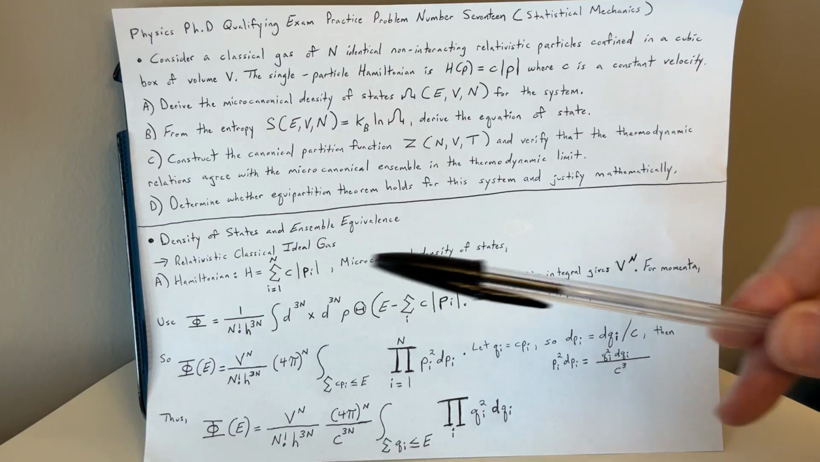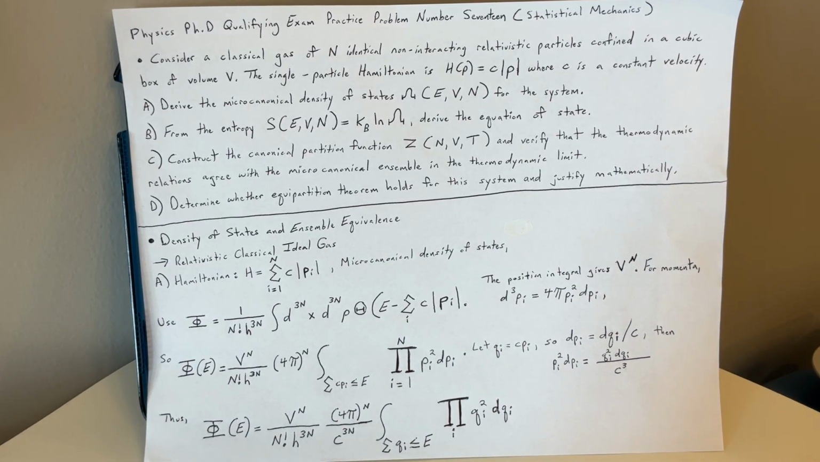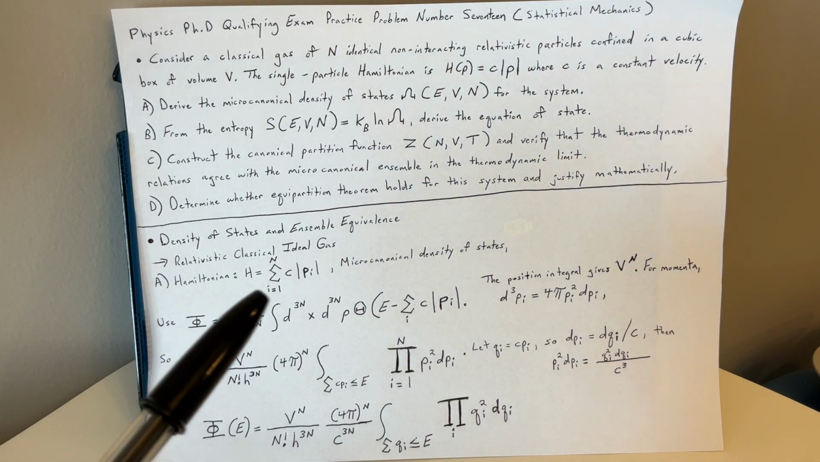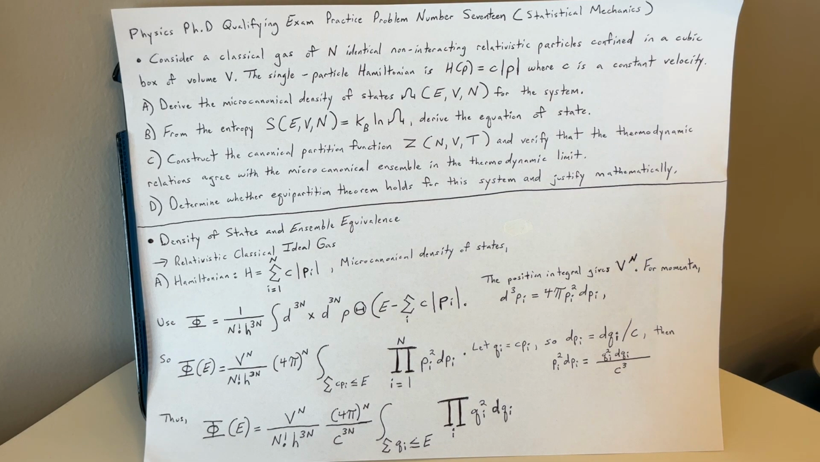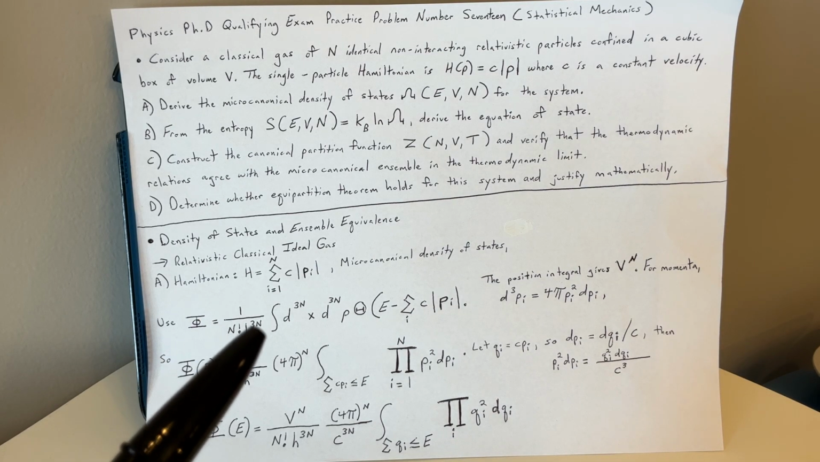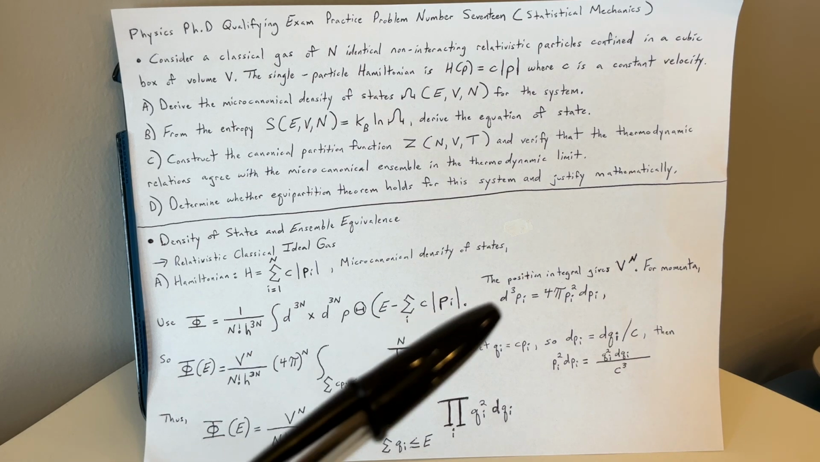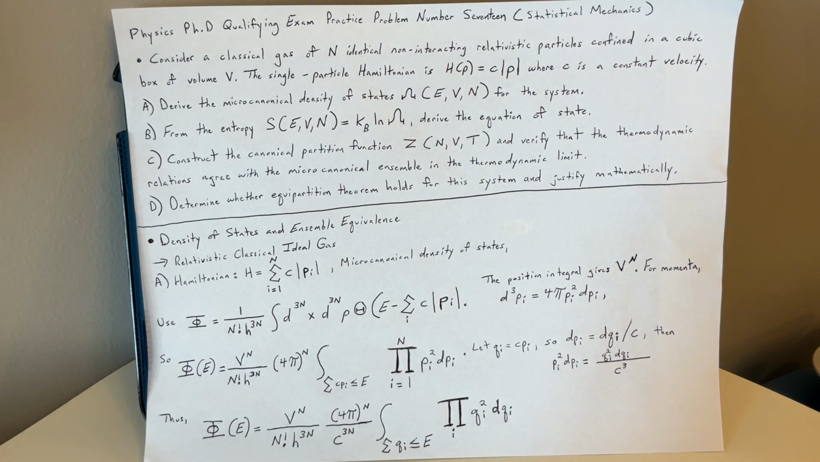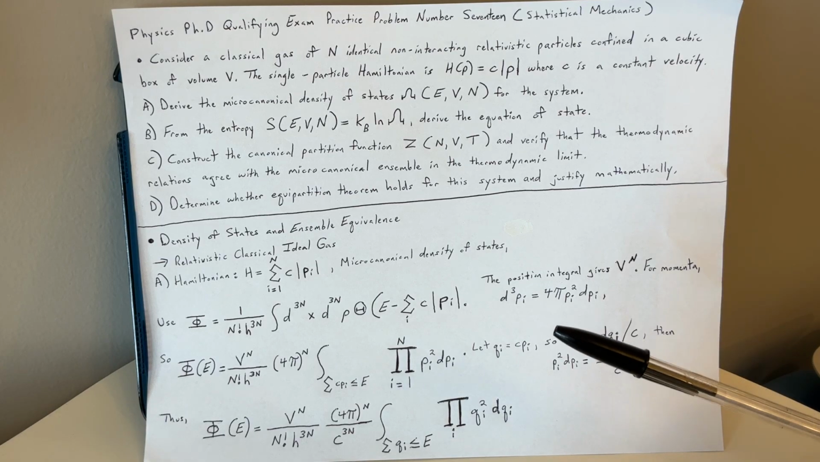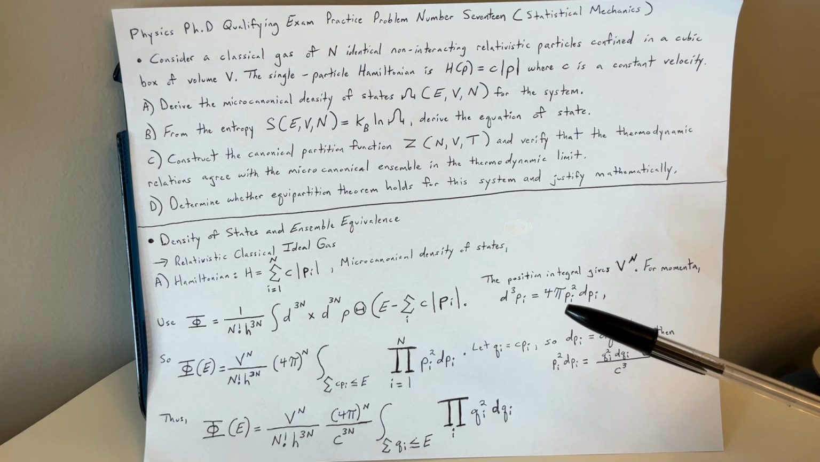Okay, so density of states and ensemble equivalence, part A, relativistic classical ideal gas. Here's our Hamiltonian for the canonical density of states. Here we have our Phi equals the following: 1 over N factorial h to the 3N of this entire integral here. And the position integral gives V to the N. For momenta, d cubed p sub i equals 4 pi p sub i squared dp sub i.